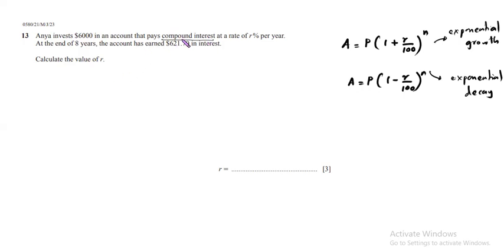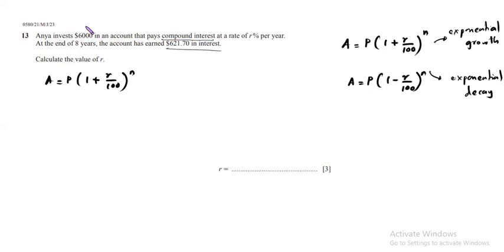In this case, as it's compound interest, we will use this first formula that we have, which is A is equal to P times 1 plus R over 100 to the power n. In the question, it states that Anya invests $6,000 in an account that pays compound interest at a rate of R% per year. And at the end of 8 years, the interest earned is $621.70. We need to find the value of R.